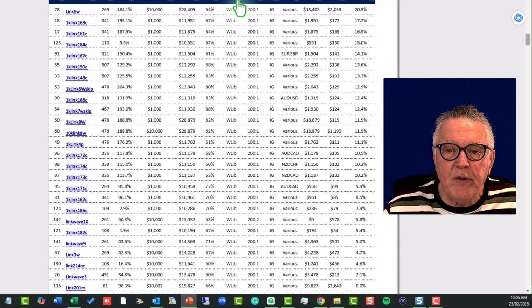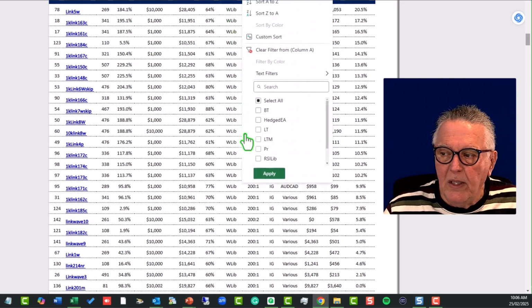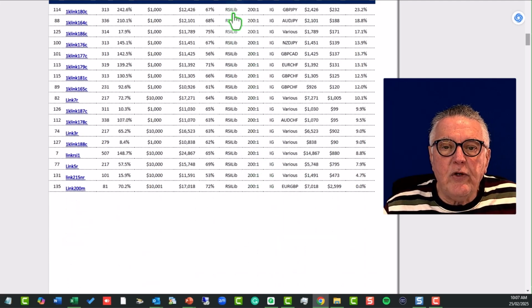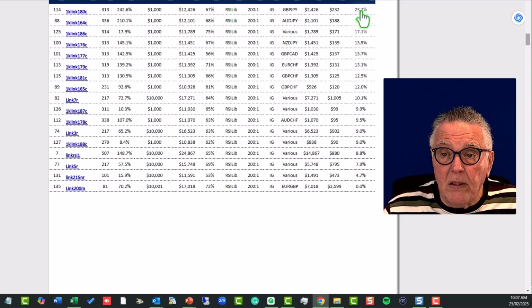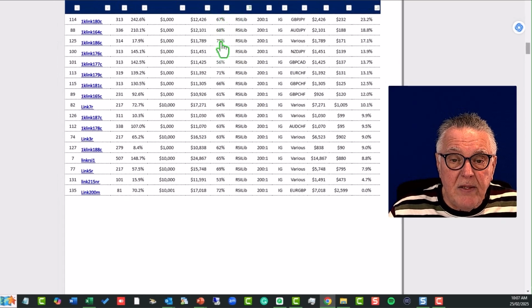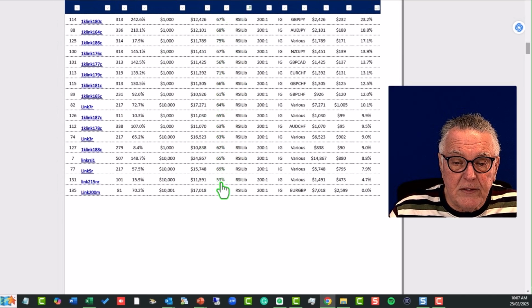So let's go and have a look at some other EAs. So we would look at the RSI Liberator, which is its brother. And you can see that's also very well supported there. The returns are also extremely good there. The success rate, here's one with 53, strangely enough, but the success rate's pretty good.